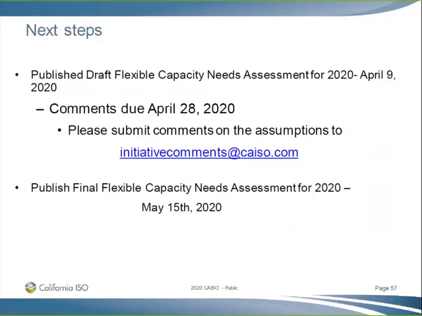Next slide, please. So the next steps for this analysis: we published the draft flexible capacity needs assessment paper, as well as this presentation, on the website on April 9th, and comments are due by April 28th. You can submit comments to the below email address, and we will be publishing our final flexible capacity needs assessment for 2021 on May 15th.